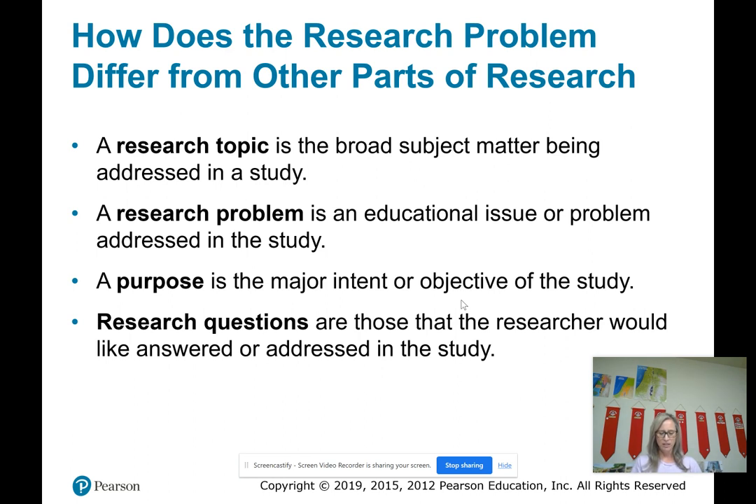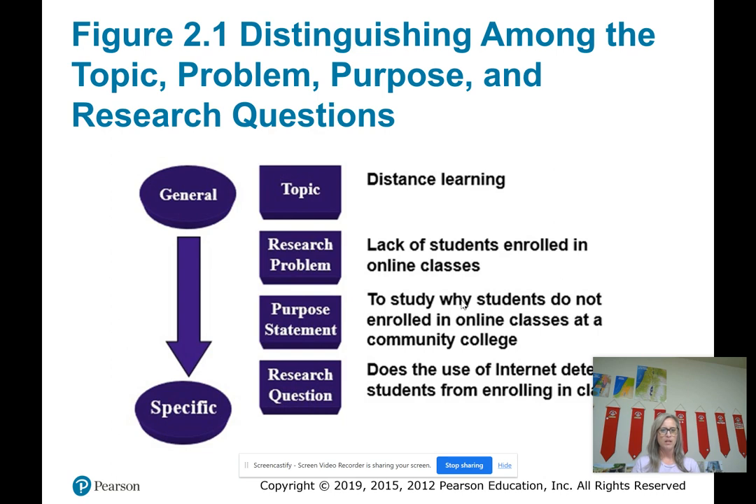Okay, so these research questions narrow the purpose into specific questions that the researcher is addressing. So you just keep bringing it more narrow. So think of an inverted triangle. The research problem needs to stand on its own because it represents the problem being addressed in the study. So here's a good diagram of that.